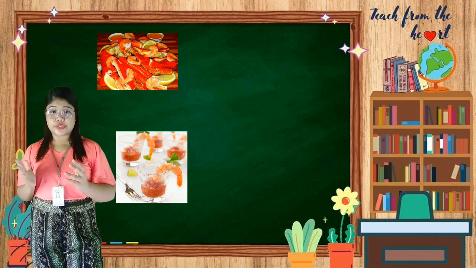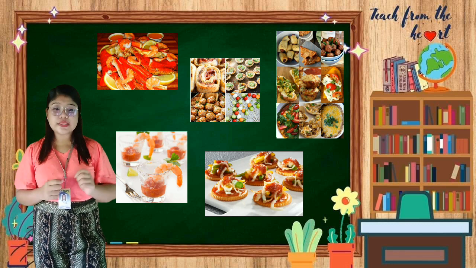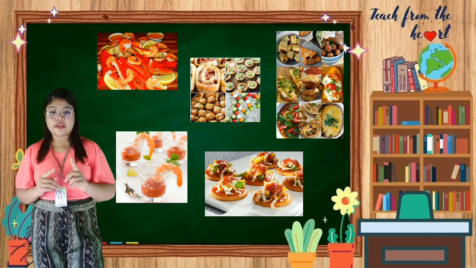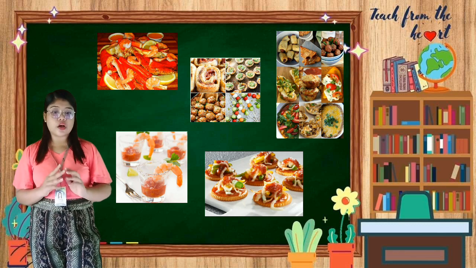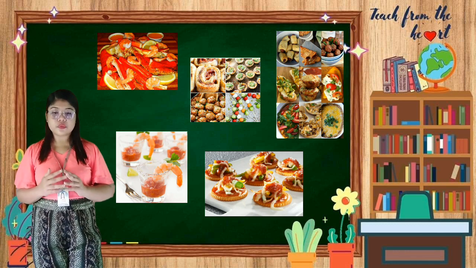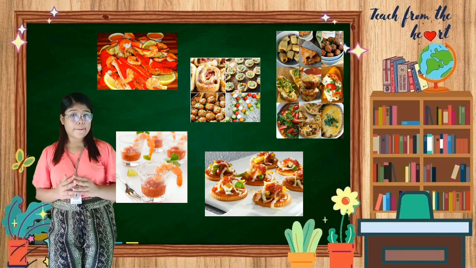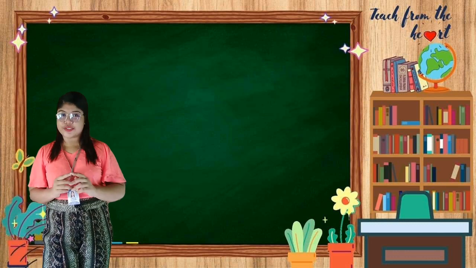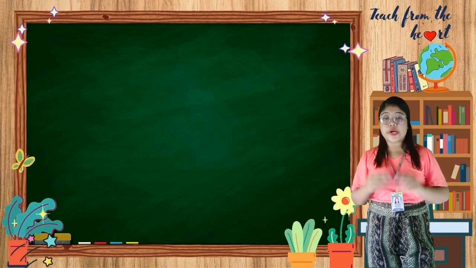From these pictures, how about this? What are your observations? Correct. Those are small portions of highly seasoned food, with also a bread and spread with toppings. So, what do you think are those foods? Correct. Those are appetizers. So now class, let's proceed to our lesson.